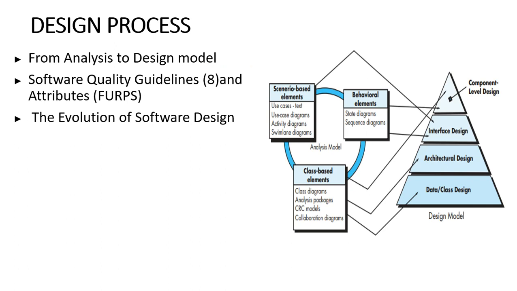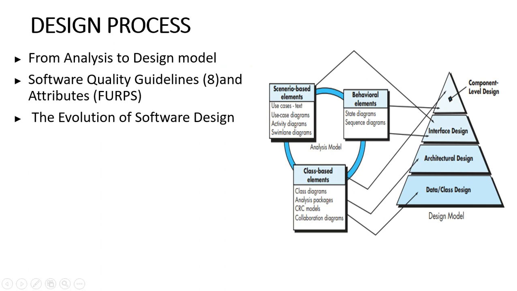While designing the modules, we will create some quality guidelines, which we call software quality guidelines. Under the design part, we will have various types of design. One is the interface design. The second is the architectural design. The third is data and class design. Before integration, first we will have the component level design.